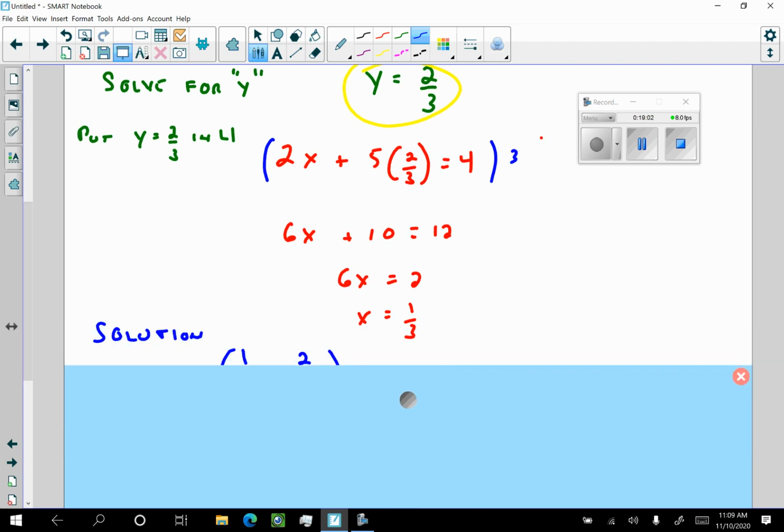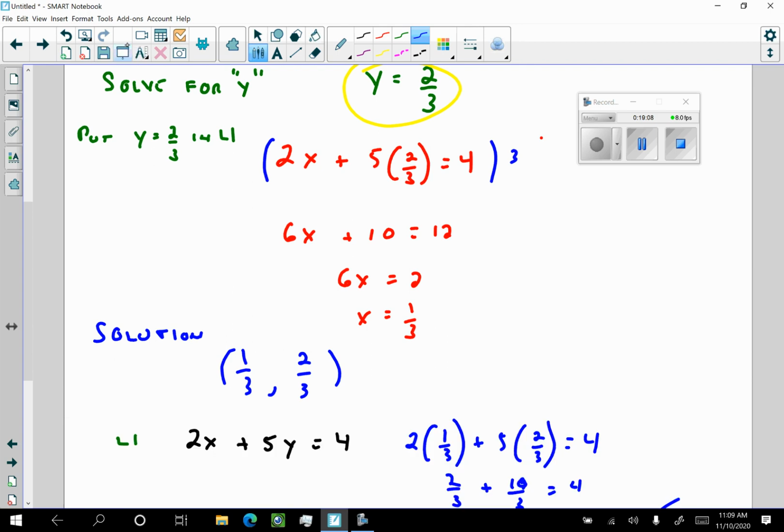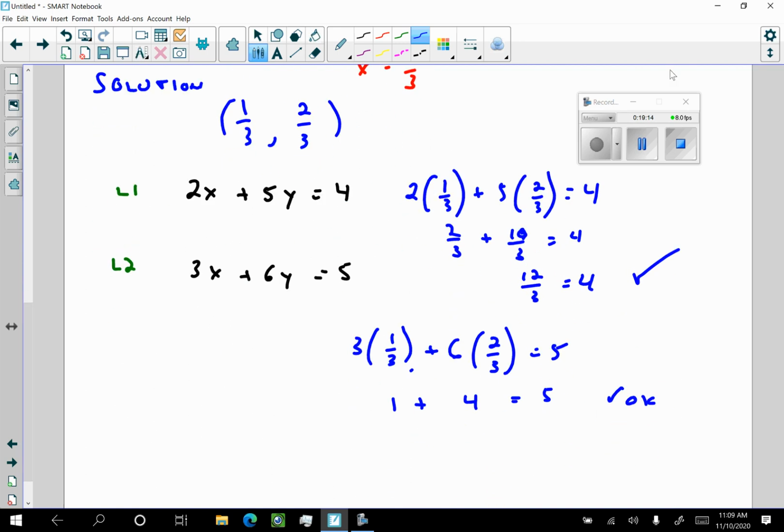Now I'm going to check my solution. So my solution is 1/3, 2/3. Here's the solution check right here. The solution checks. 2 times 1/3 is 2/3. 5 times 2/3 is 10/3. 12/3 does indeed equal 4. And L2, 3 times 1/3 plus 6 times 2/3 is 1 plus 4, which is 5.